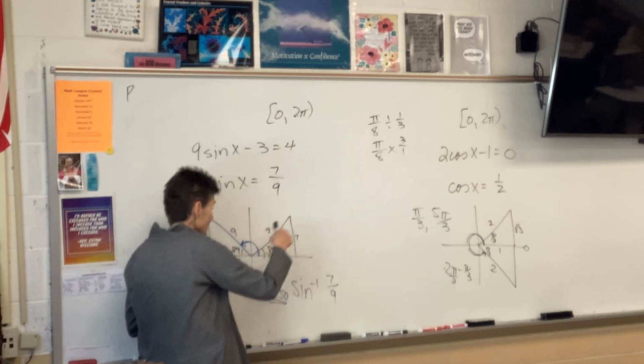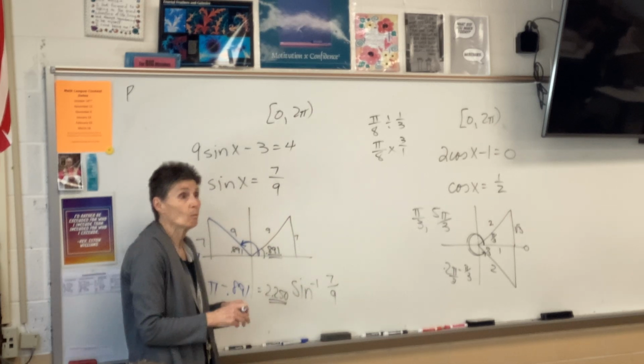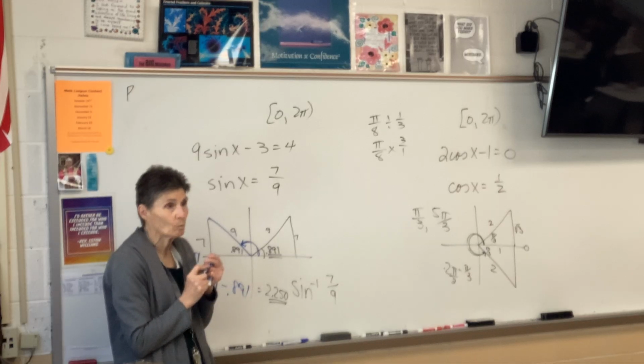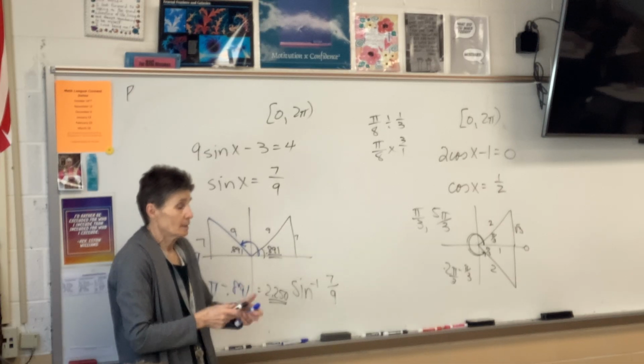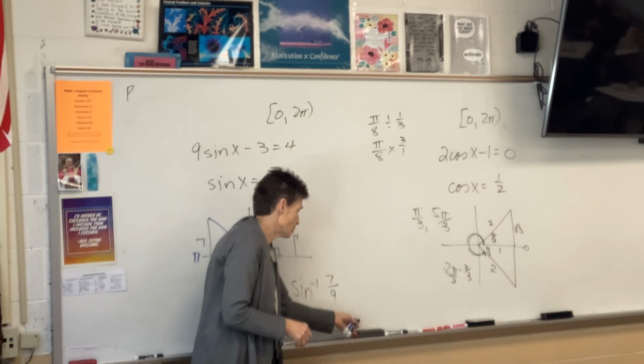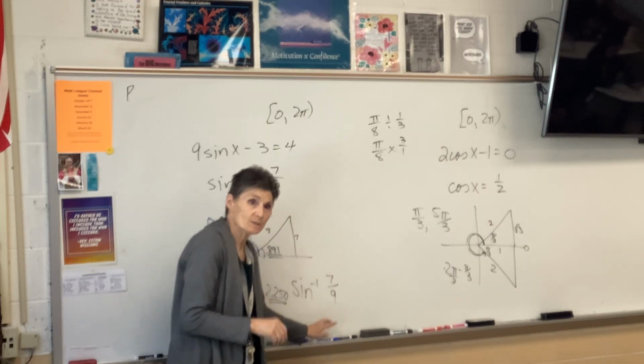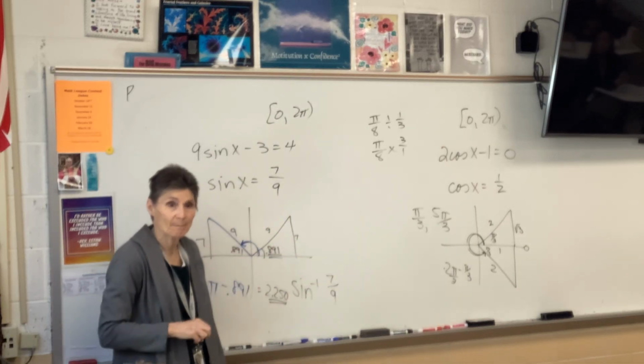So both of these problems have two answers. They always do when you solve a trigonometric equation. Unless it's some weird situation, you're going to have two answers because there'll be two quadrants that will happen in.